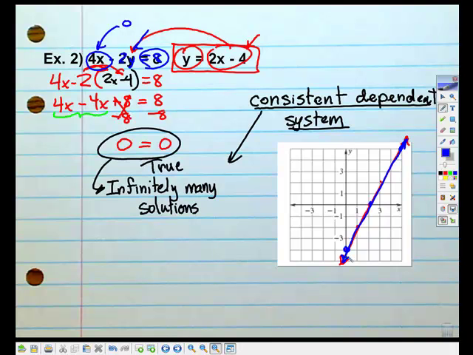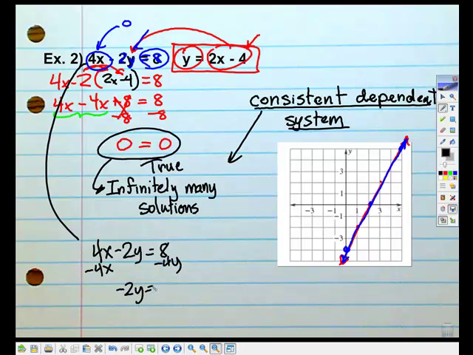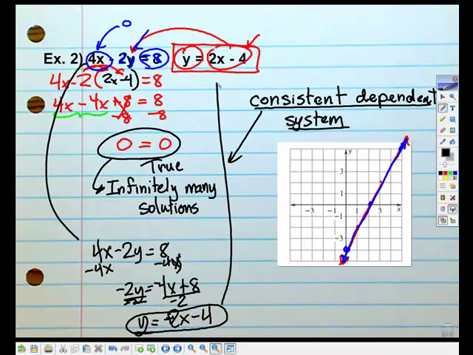And another method that we could have used to graph this would have been to change this equation, 4x minus 2y equals 8, into slope-intercept form, where we would have subtracted 4x from both sides, getting -2y equals -4x plus 8. Dividing this side by a negative 2 and dividing this side by a negative 2, we would have ended up with y equals, sorry, this should have been a negative 4, so that would be a positive 2x minus 4. You would see this equation is the exact same as this equation, and you would have known that the two lines are the same line, so that they lie right on top of one another and give us infinitely many solutions.